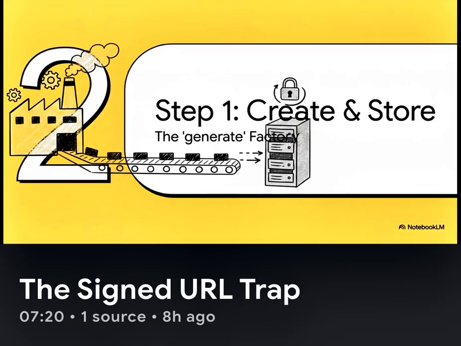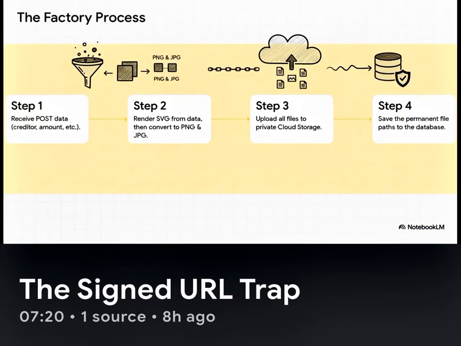All right, let's get our hands dirty and see how this actually works in practice. First up, the factory. This is where all the real heavy lifting happens. Its entire purpose in life is to create the asset, get it ready, and then tuck it away safely for long-term storage. So the factory's process is pretty straightforward.